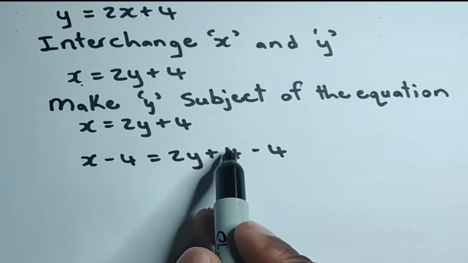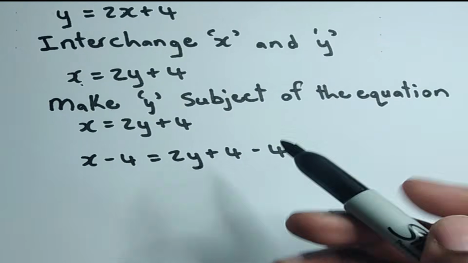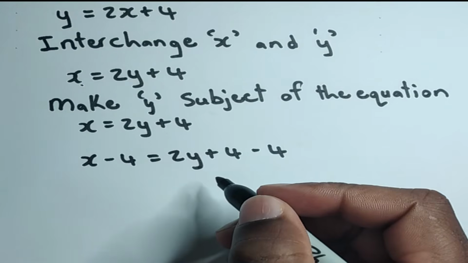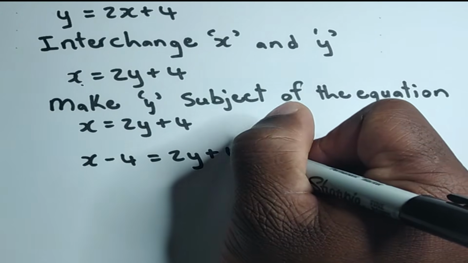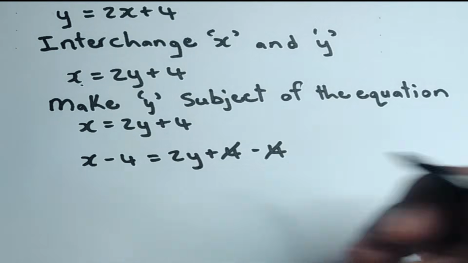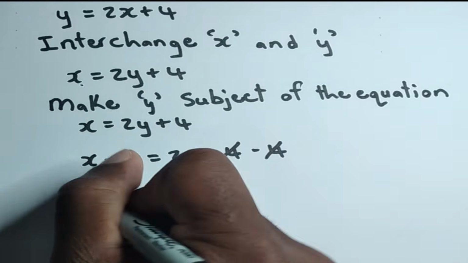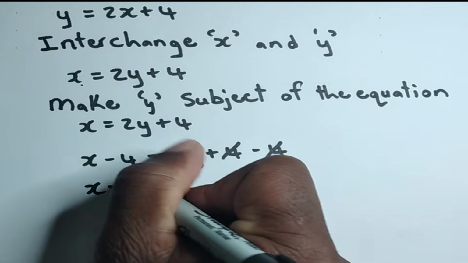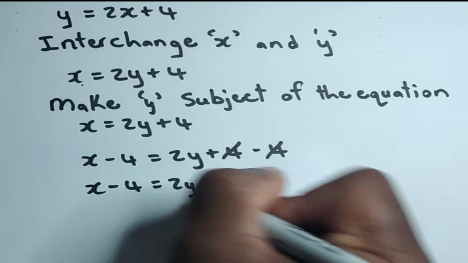All right, so that's how we can get rid of this 4 right here. We'll do the opposite of the operation that is taking place. So 4 minus 4, these things pretty much cancel or eliminate each other. So we're left with x minus 4 being equal to 2y.